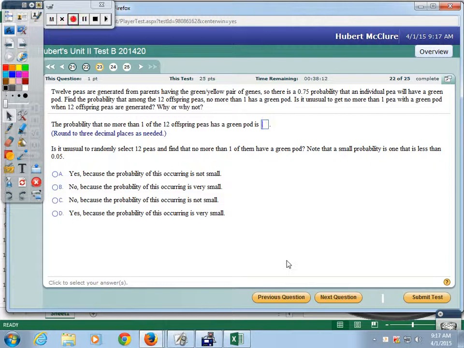I better put 0.000, so it's not marked wrong. I don't know what this thing's going to do. Okay. Is it unusual? Well, you got 0 cents. You got to have 5 cents. So what's the answer? It's unusual. So why? Because this current value is very small.